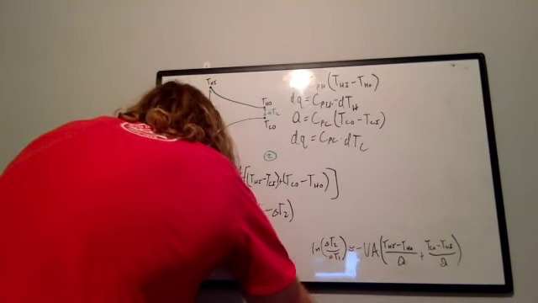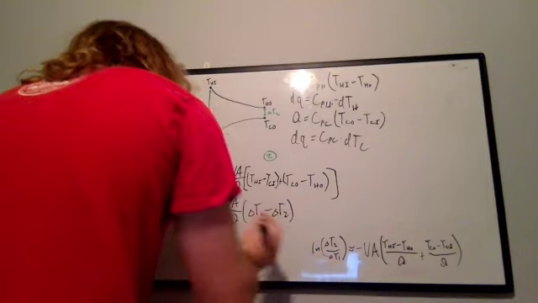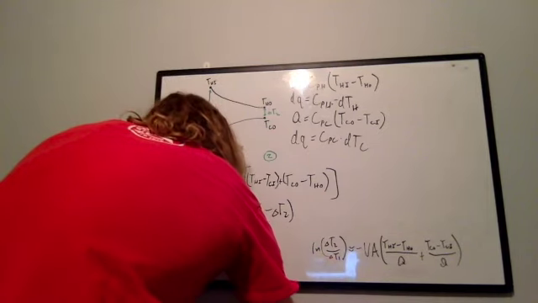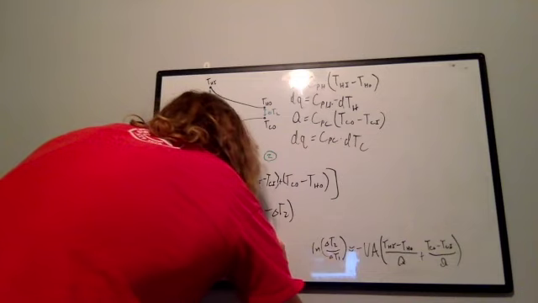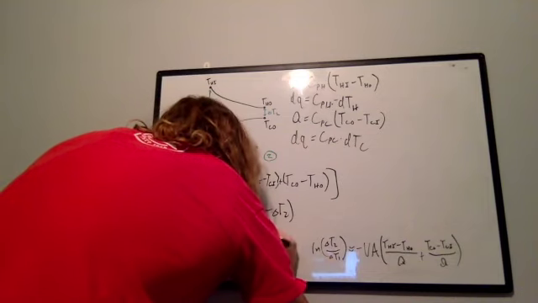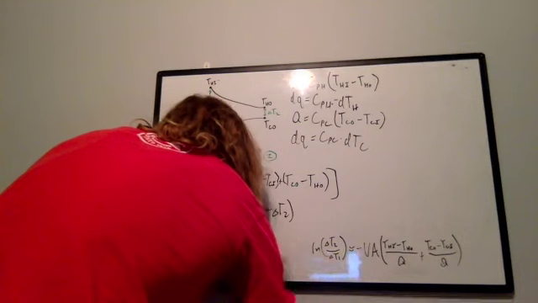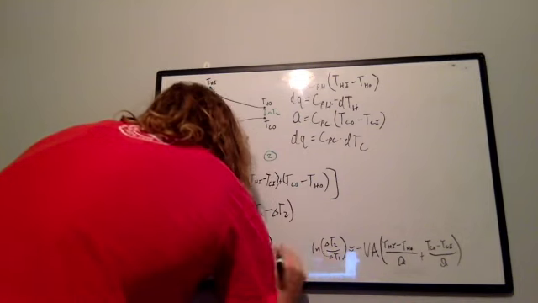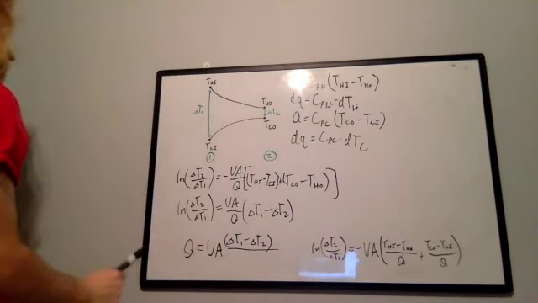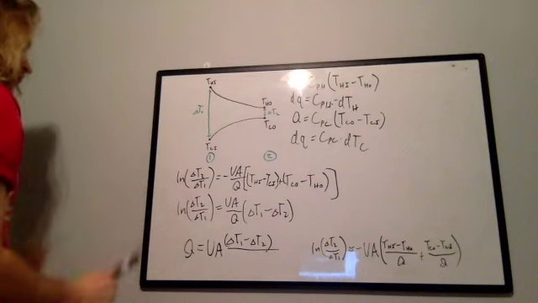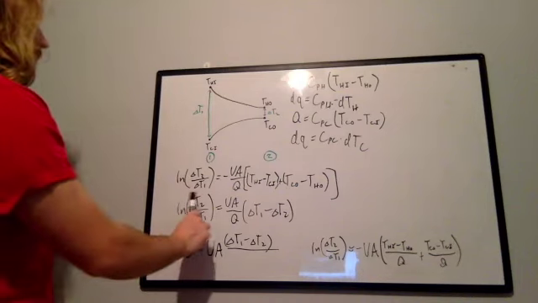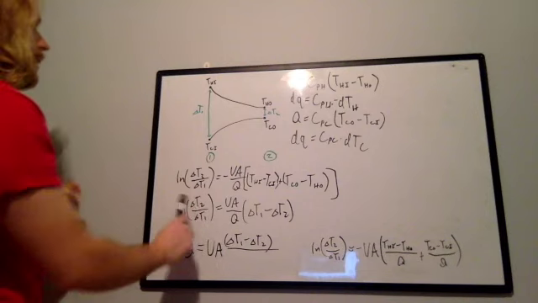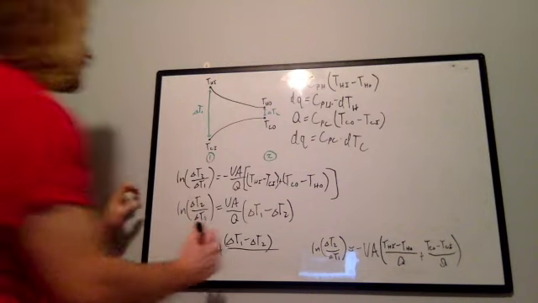So Q is going to be equal to UA multiplied by the change in temperature at position 1 minus the change in temperature at position 2, and that will be over, not the ratio, excuse me, simply just the natural log of the change in temperature at position 2 over the change in temperature at position 1.